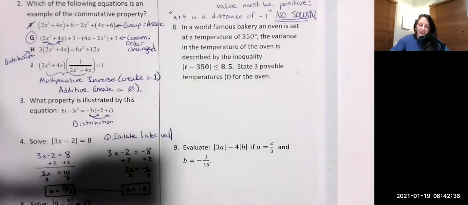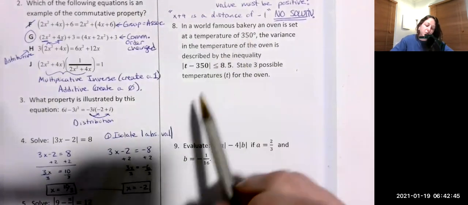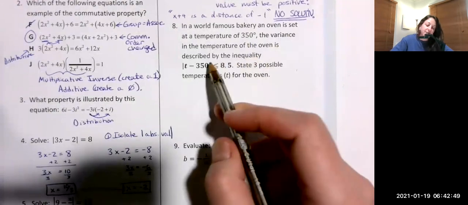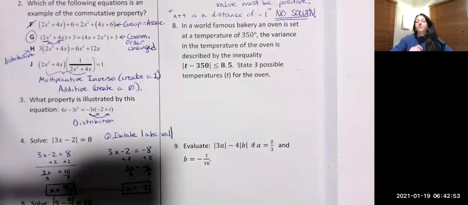All right, so last three problems, 8, 9, and 10. This is the Unit 1 review. In a world-famous bakery, an oven is set at a temperature of 350 degrees. The variance in the temperature of the oven is described by the following inequality. So a couple of things here.